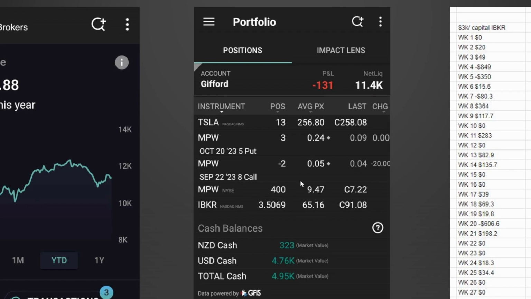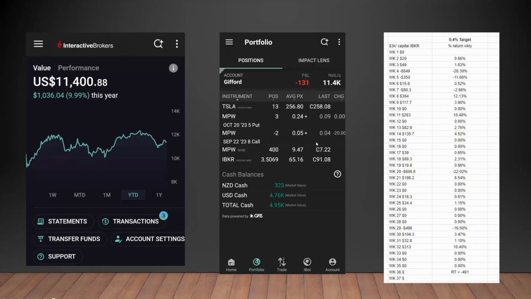As we can see, the average price is $9.47, and the current price now is about $7.22, and the market is closed at the moment. That's why there's a C there. But remembering, this does not take into the dividends that I've collected from MPW. And we have a small amount in Interactive Brokers, 3.5 shares. This is basically what I got from the referral. And over here is my USD cash, so that's just under $5,000.